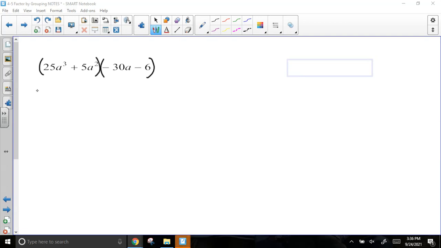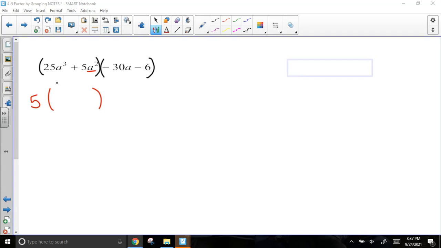Now, here's what I want you to do. I want you to look at the terms that you have inside of the first group. Do they have any numbers in common? Meaning, do you have any number that will divide into both of these? Do you notice that both of these numbers are divisible by 5? So because of that, what I'm going to do is write that pair and take out a 5. Think of it as reverse distributing. Instead of multiplying the 5 in, we're going to take the 5 out through division.